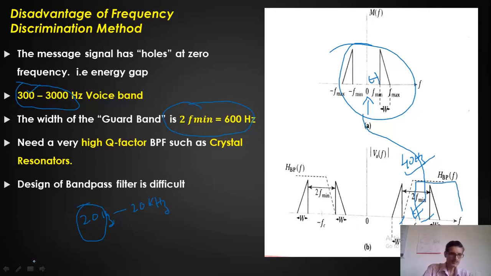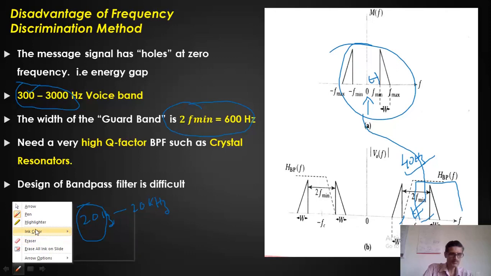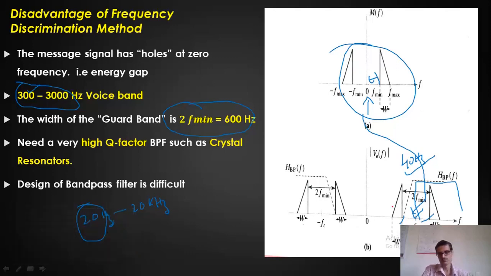But if I go with practical filters, again there will be some overlapping which happens here. So this is the overlapping. This is because of this short gap, or guard band, between the two sidebands. There will be an overlapping. This is the problem. So how do we solve this problem?